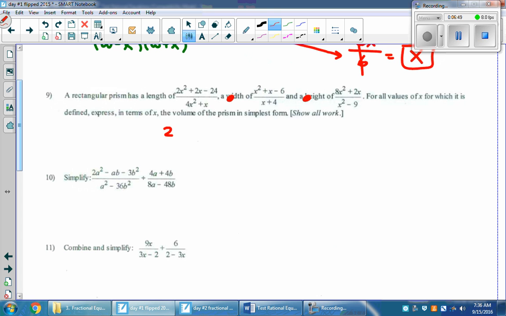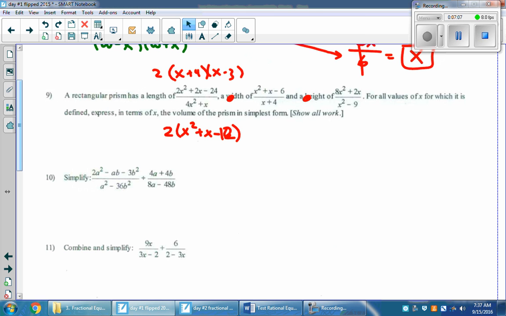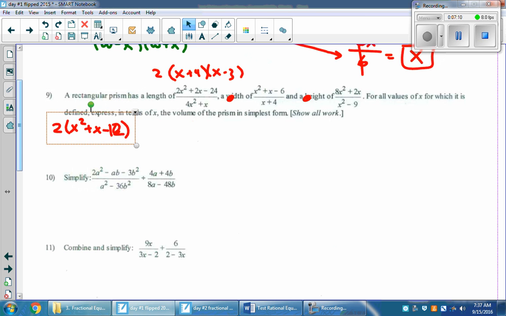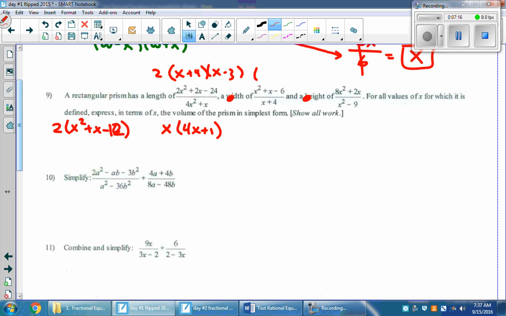So let's see. Oh, I can pull out a 2, x squared plus x minus 6. Sorry, 12. So what is that? So x plus 4, x minus 3. There's a 2 there. I'm just going to put this over here. So this gets me x, 4x plus 1. This gets me x plus 3, x minus 2. That gets me x plus 4. That doesn't factor. x plus 3, x minus 3, 2x, 4x plus 1.